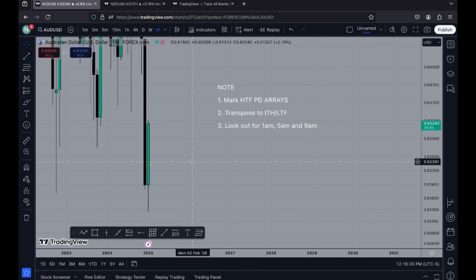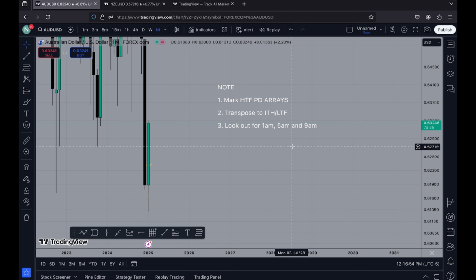The first thing you want to take note of is you want to mark the higher time frame PD arrays. I talked about PD arrays such as Fair Value Gaps, highs and lows. But for this particular model, we are going to be focused on FVGs, the Fair Value Gaps. Then we also transpose to the next time frame.